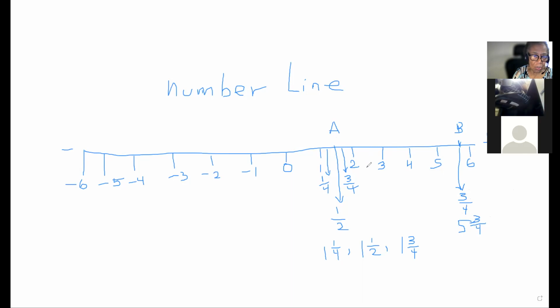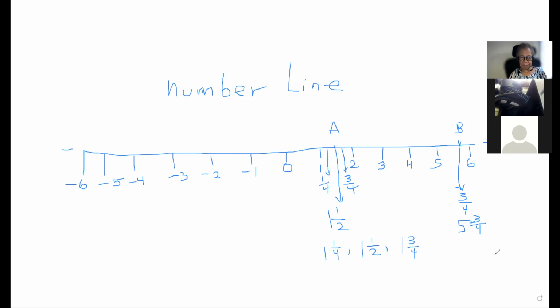So between 1 and 2 is a half, but since this is a 1, if I say what is the value of A, it's 1 1/2, because it's the whole number and then the fraction. Over here, it will be the whole number 5 plus the fraction, a mixed number, because that's what a mixed number is, a whole number and a fraction. So I'm about 3/4 of my distance from 5 to 6. So that would be 5 3/4. So you can find your fractions on your number lines.